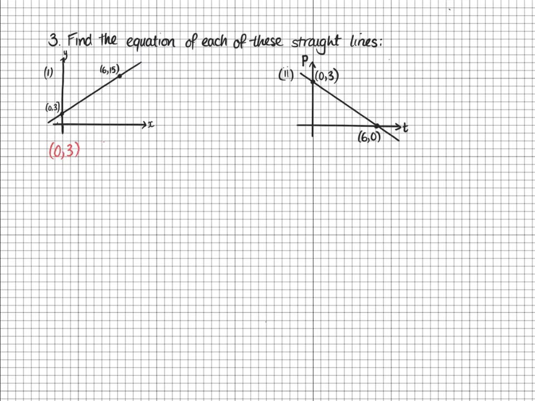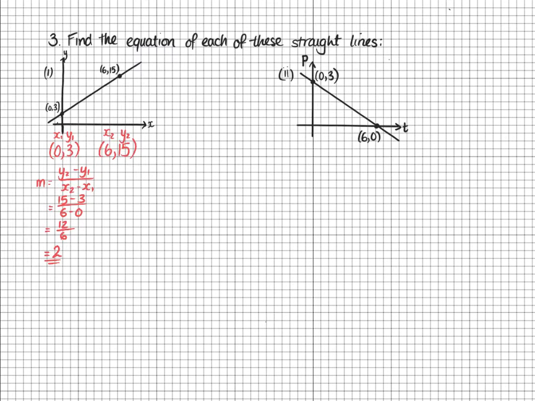So we've got 0, 3, and we've got 6, 15. First step, always find the gradient. So we need our x2, y2, x1, and y1. So gradient m equals y2 minus y1 over x2 minus x1. So we've got 15 take away 3 over 6 take away 0. So 15 take away 3 is 12, and then we've got 6 on the bottom. So our gradient is 12 divided by 6, which is 2.